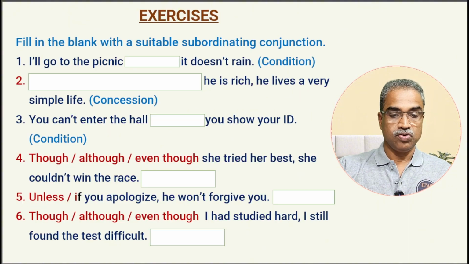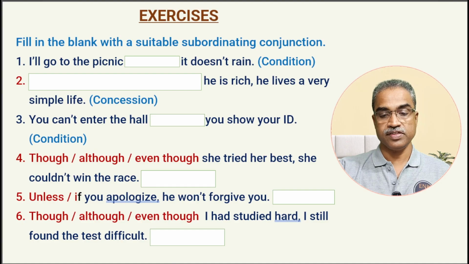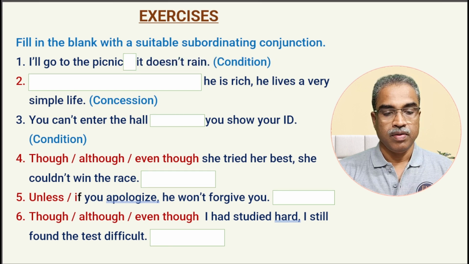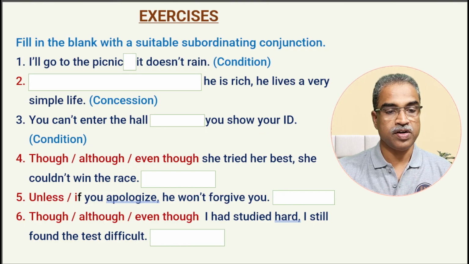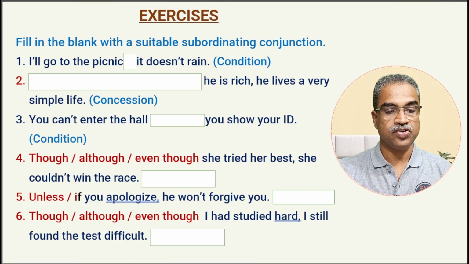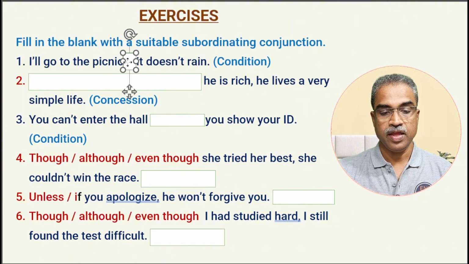Well, now let's go to some exercises and see. Fill in the blank with a suitable subordinating conjunction. Okay. First one: I'll go to the picnic dash it doesn't rain. Condition. So what is it going to be? Condition. It should be if it doesn't rain. That should be the answer.